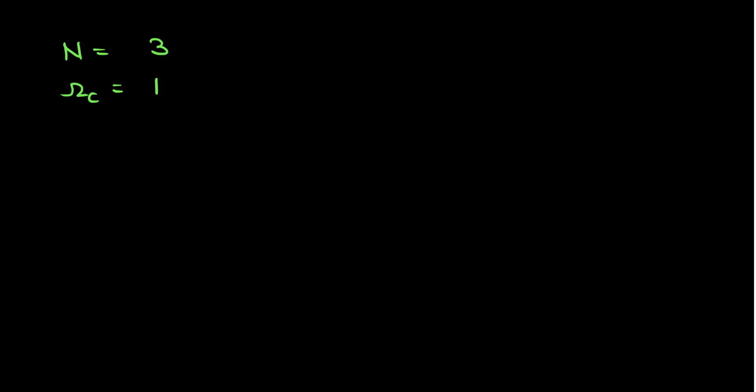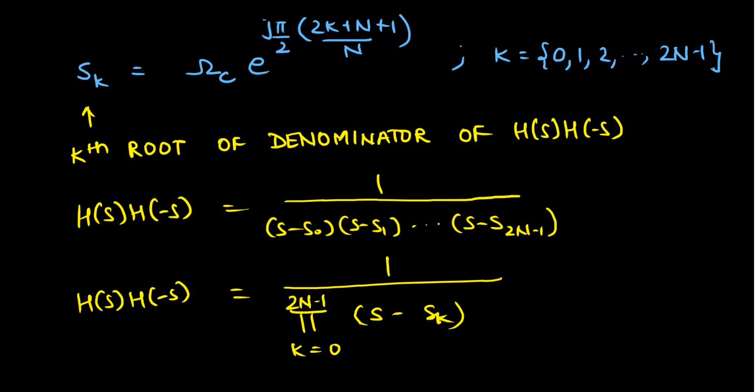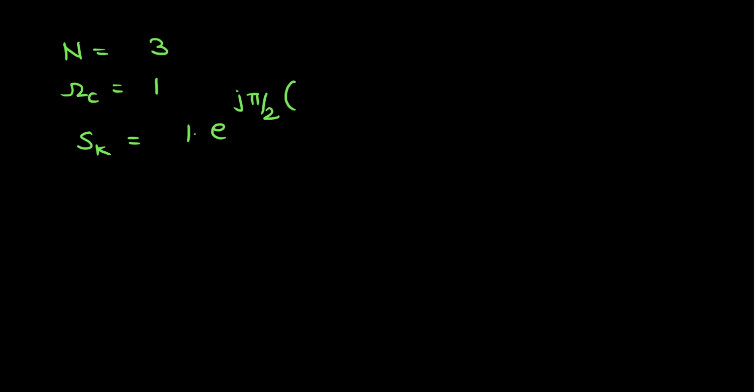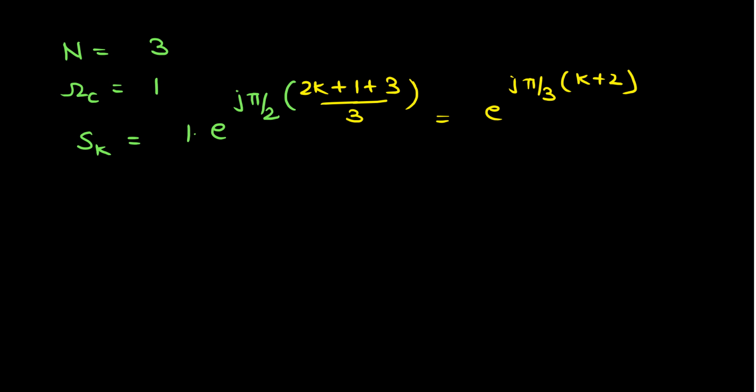So in that case the roots, that is sk, would be given as omega c, that is 1 into e to the power j pi by 2. Inside the bracket what we have is 2k plus n plus 1 divided by n. So what we have is 2k plus 1 plus 3 divided by 3, which is equal to e to the power j pi by 3 inside the bracket k plus 2. And we know that this k varies from 0 to 2n minus 1, that is 6 minus 1, that is 5. So in that case we will be having 6 values.